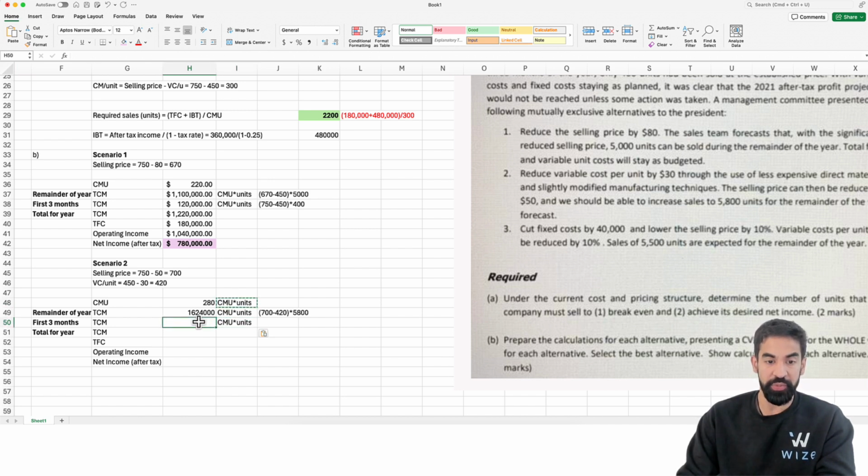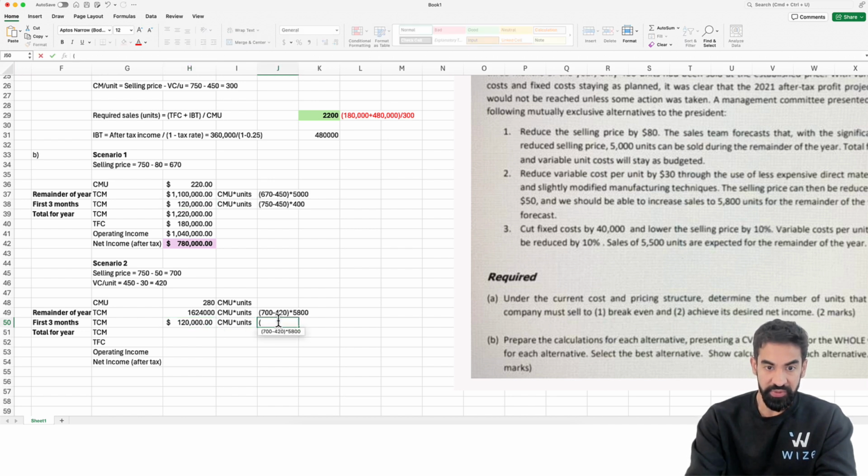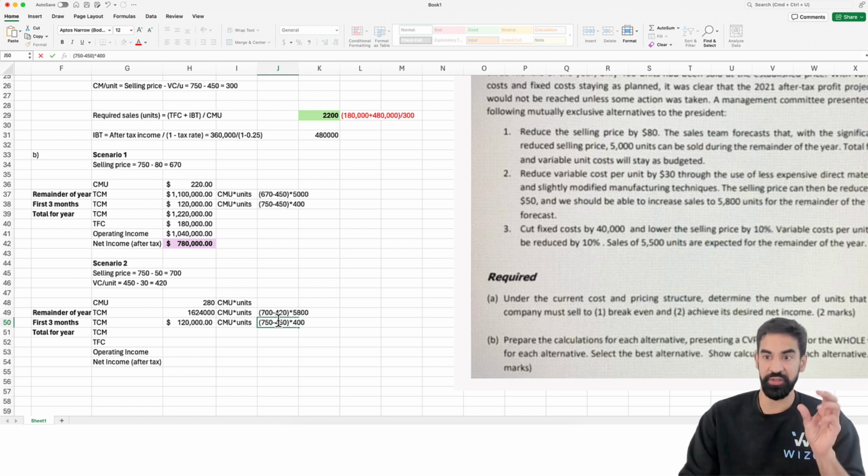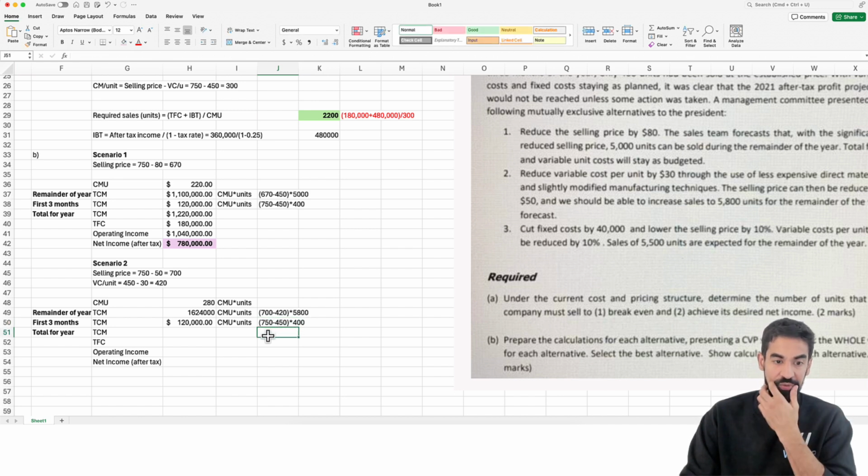Now, what's the first 3 months contribution margin? Same as before, because it's still going to be 750 minus 450. The original part never changes throughout the question because it was fixed. The first 3 months have already passed. They were selling at a price of 750. Variable cost per unit was 450, and they sold 400 units. That doesn't change throughout any of the scenarios. The only thing that changes is the remainder of the year.